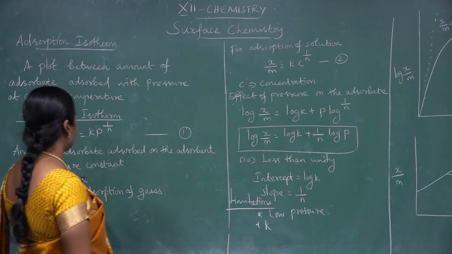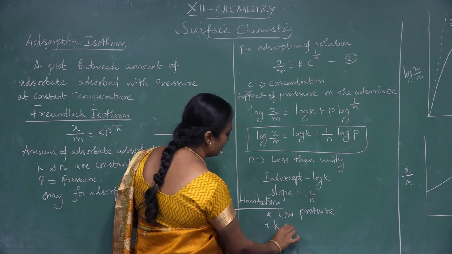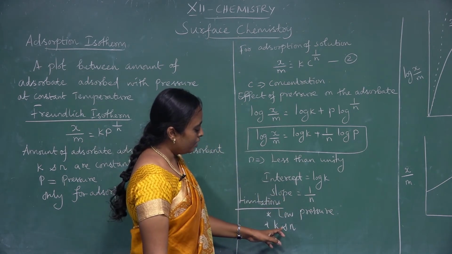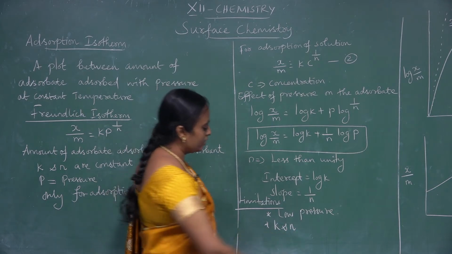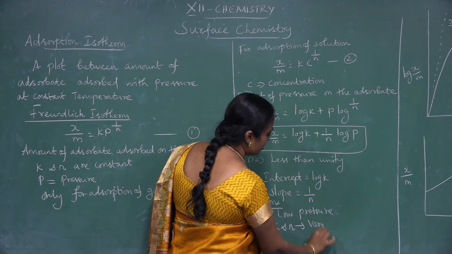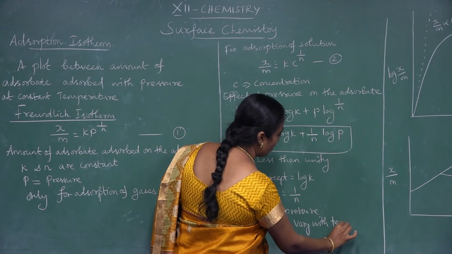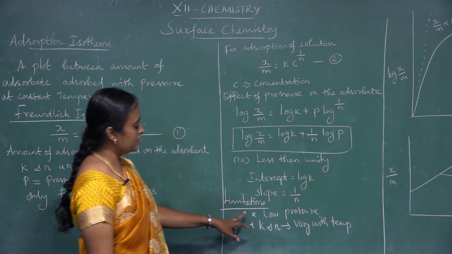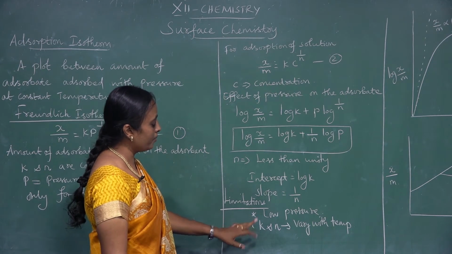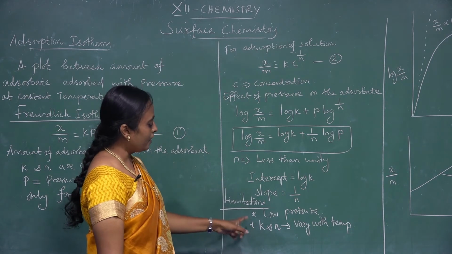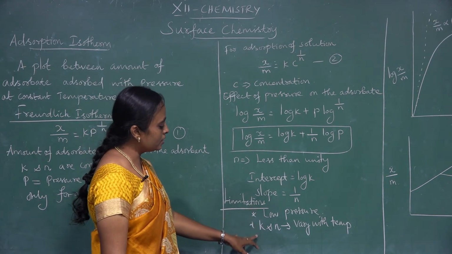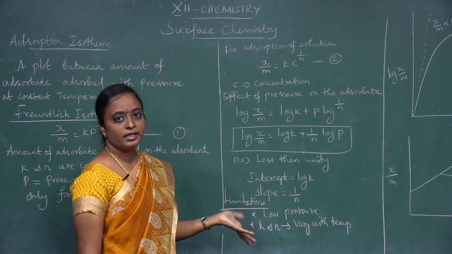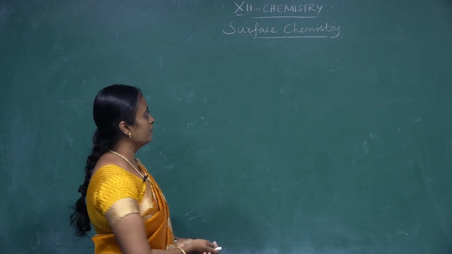Next, K and N I have taken as constants. These K and N values are constants, and they vary with temperature, but this is not predictable from experimental data. So there are only two limitations: this Freundlich adsorption isotherm can be applicable only at low pressure, and the two constants we have used vary with the temperature, but this is not predictable by using experimental data.